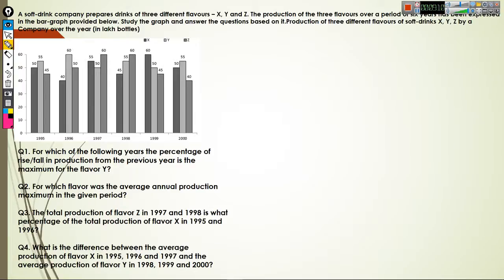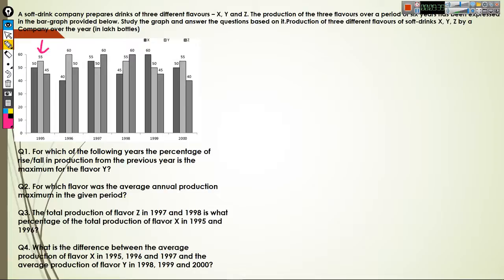Question 1 is: for which of the following years is the percentage rise or fall in the production from the previous year the maximum for the flavor Y? So what we have to do is find the percentage rise and fall from the previous year, and we have to find the maximum rise or maximum fall. Okay, so look at the first.